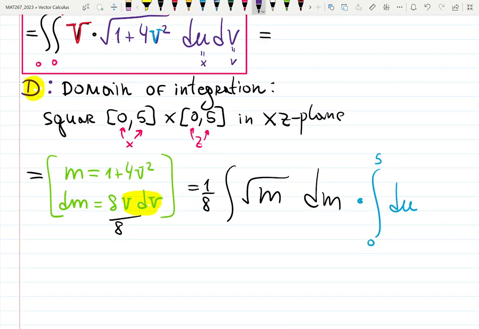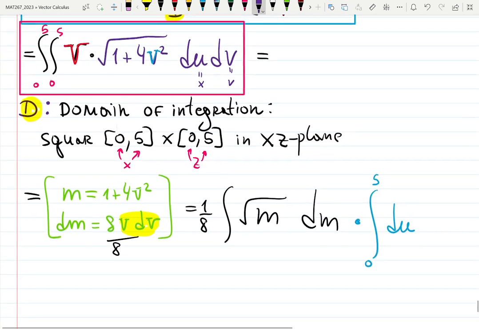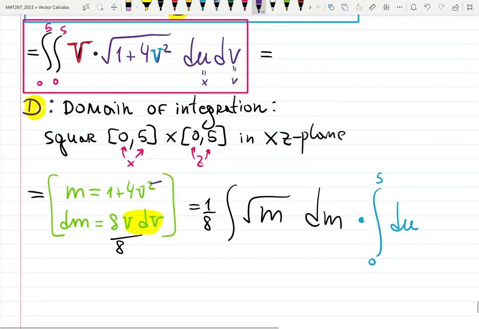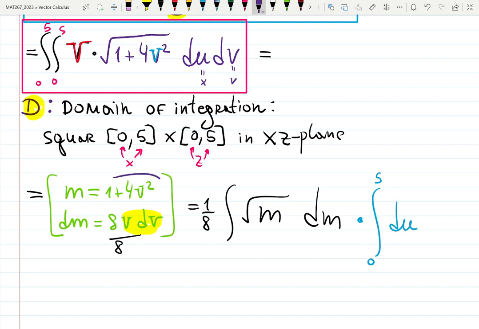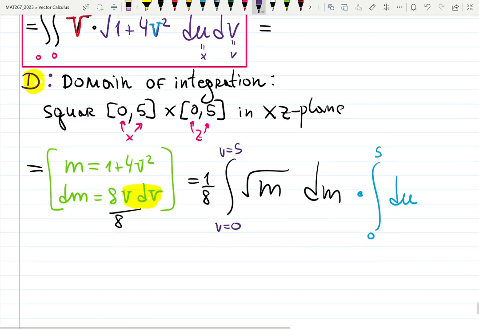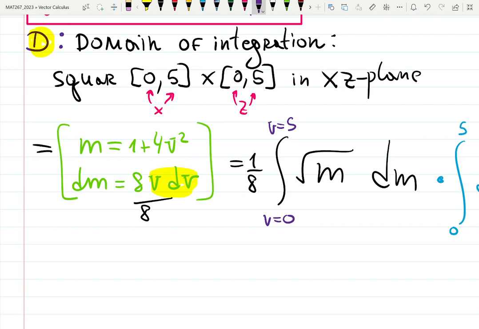For m, either you change the limits of integration, where 0 gives you 1, and then you plug in 5 and get the answer, or you don't. Many people just don't do that. We just remember that v was 0 and v was 5. So when you go back to the original variable, you just plug in 0 and 5.